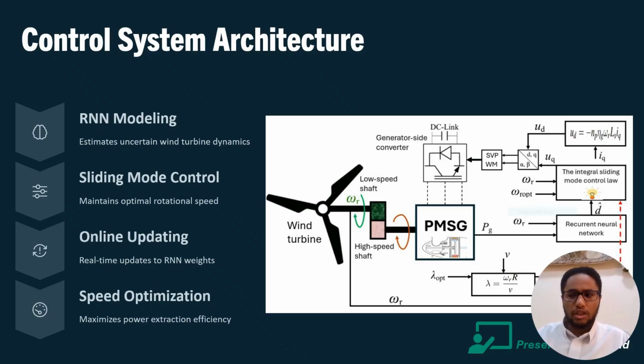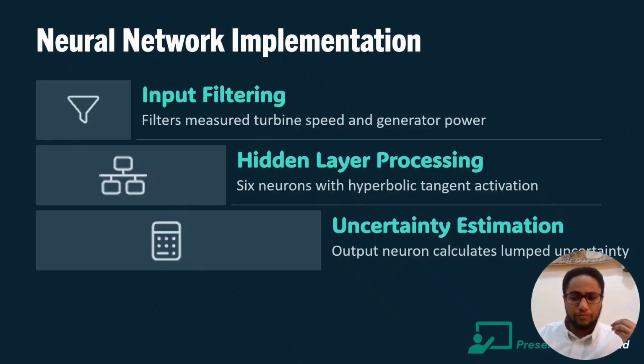This diagram illustrates the overall control architecture. At the core we have the recurrent neural network, or the RNN, that continuously estimates the uncertainty dynamics of the wind turbine. This information is fed into the sliding mode controller, which ensures that the turbine rotor operates at the optimal speed for maximum power extraction. And the key innovation here is the online updating algorithm of the RNN in real time, which allows the system to adapt to changes in wind and vehicle speed.